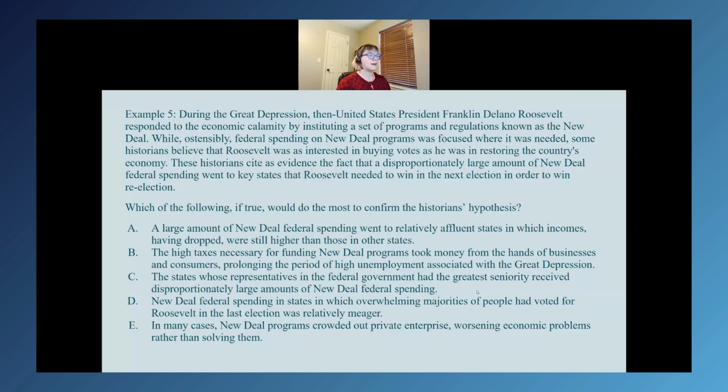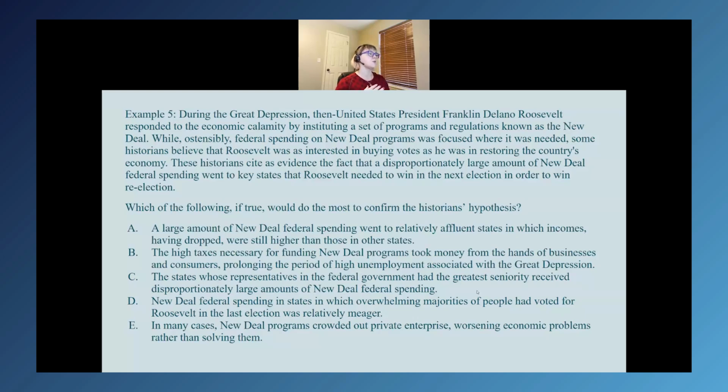D: New Deal federal spending in states in which overwhelming majorities of people had voted for Roosevelt in the last election was relatively meager. So we know from the argument that states that he needed to win in the next election got a disproportionately large amount of this money. That is evidence for the conclusion.